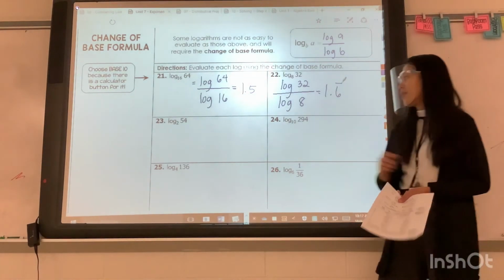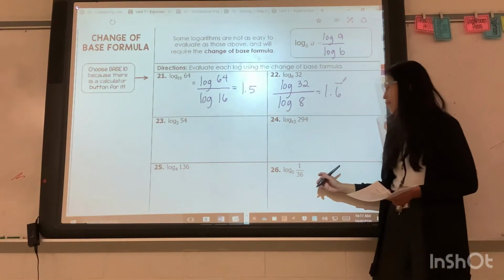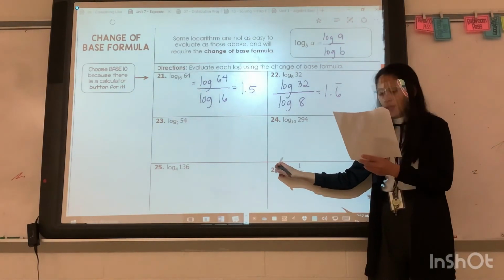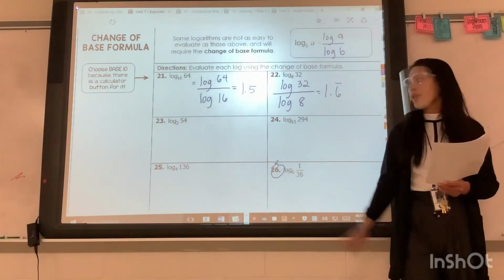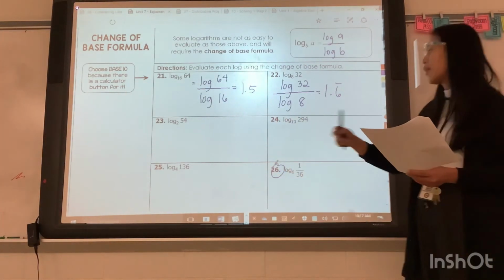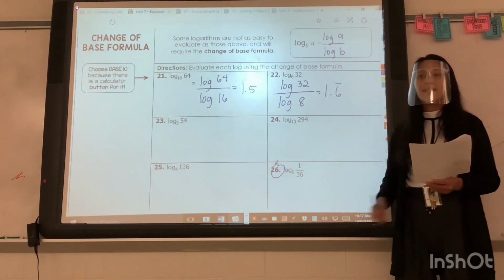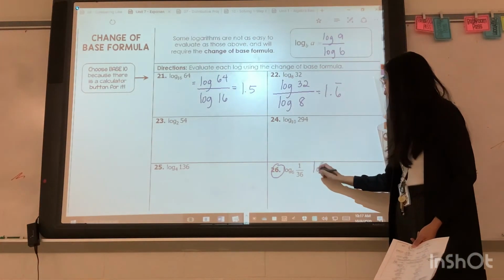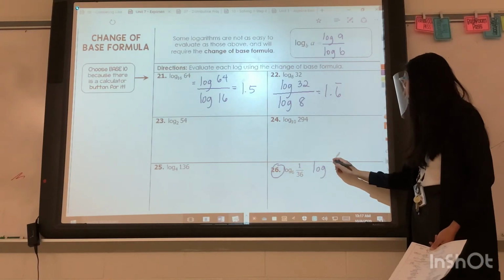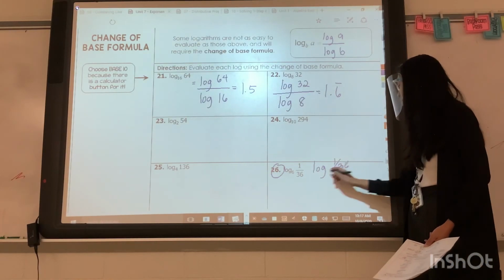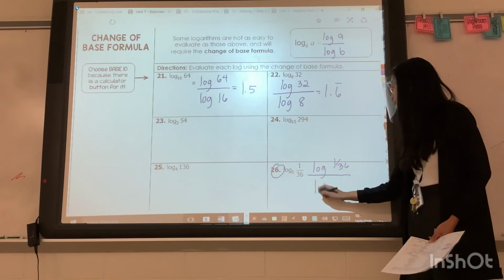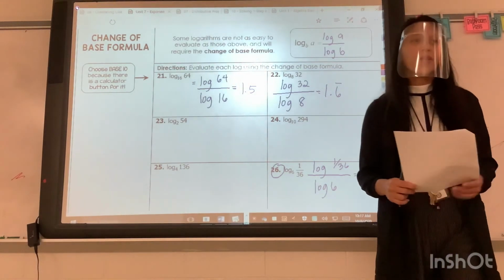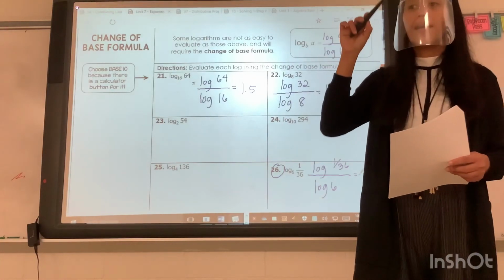Okay. Number 23, 24. Can you please do number 26? Because I know you can do number 23, 24, and 25. Let's have number 26, please. So you set it up. So you have log of 1 over 36 all over log of 6. For the fraction form in your calculator, you press alpha, y, enter, okay?